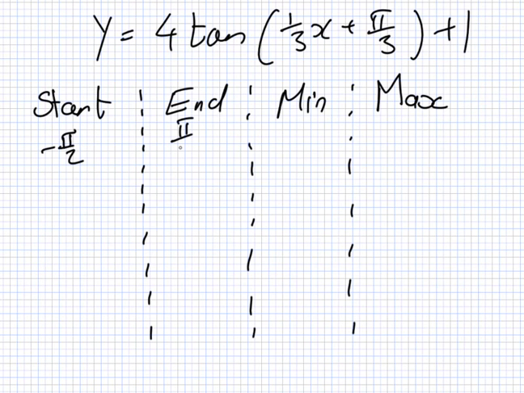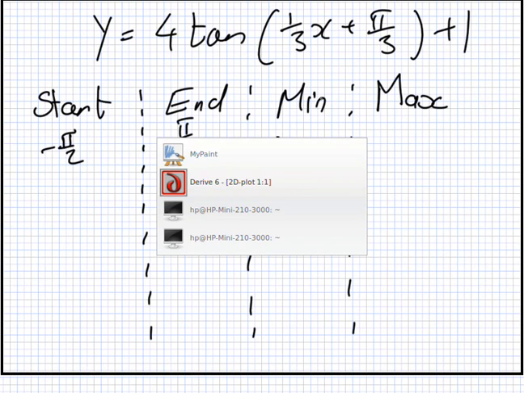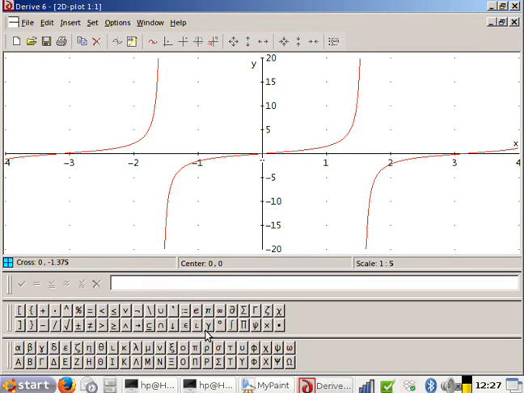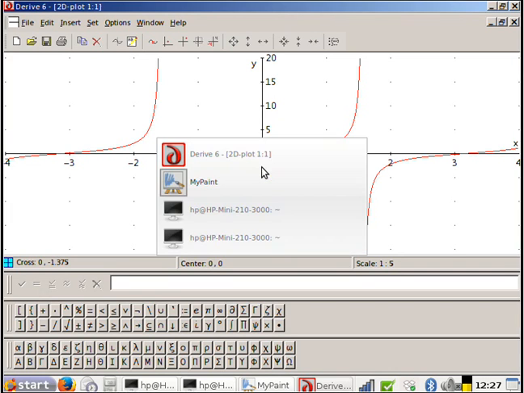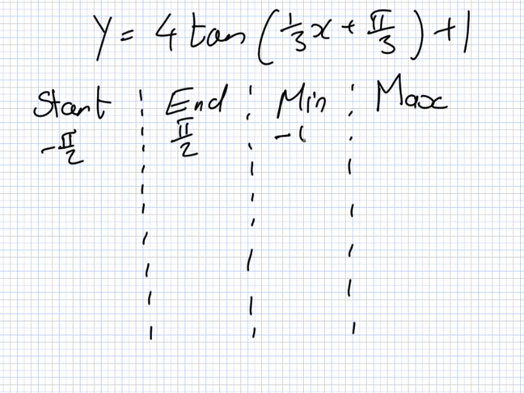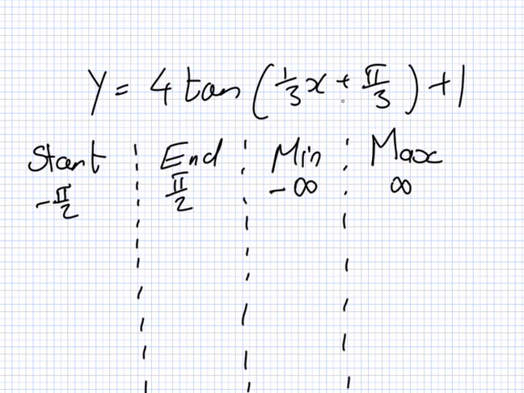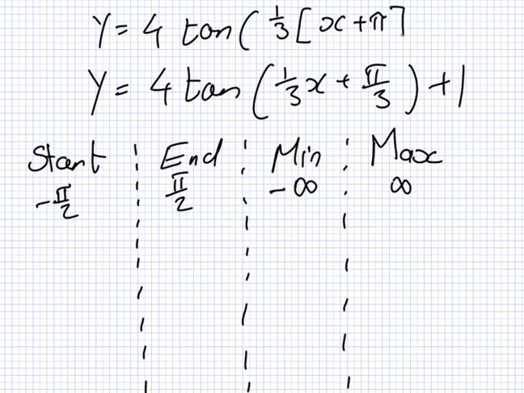Now, what about the min and the max? What's the min? It's minus infinity and plus infinity. Now this question isn't quite ready yet. I have to take out my 1 over 3. So I have 1 over 3 bracket x plus pi bracket plus 1.